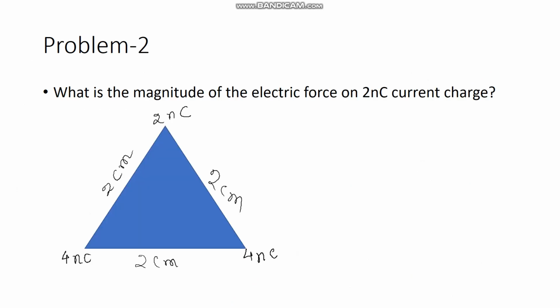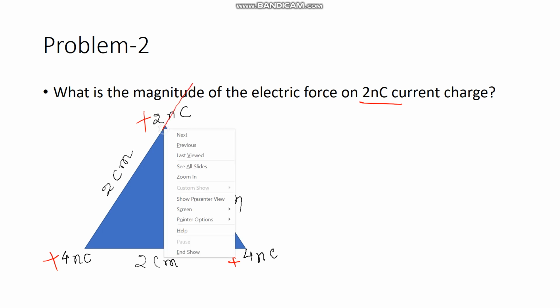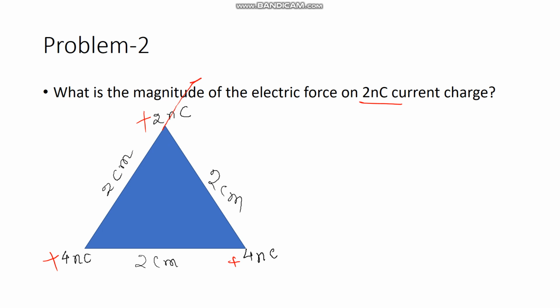The next question, what is the magnitude of the electric force on the 2 nanocoulomb charge? That means first we need to convert the nanocoulomb into coulomb. Then after that, as you can see in this diagram, all the charges are positive in nature. So all the charges will experience a force of repulsion.